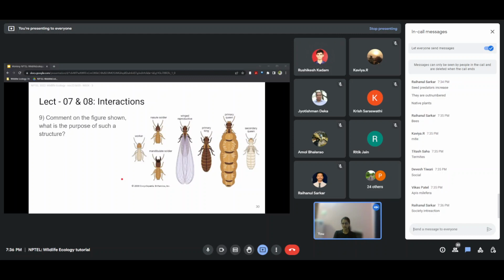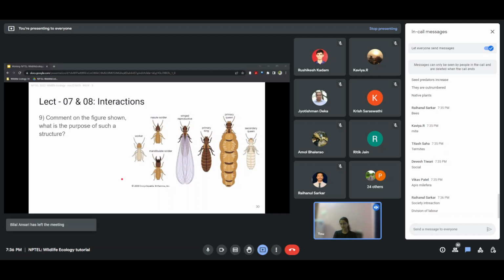So yes, they are social species. Yeah, so this is a termite, not a bee. Bees also have social structures, but so do termites. And what is the purpose for such structuring? Like you have workers, you have soldiers, you have primary king, primary queen, secondary queen. Yeah, the division of labor, to perform a specific and unique function.